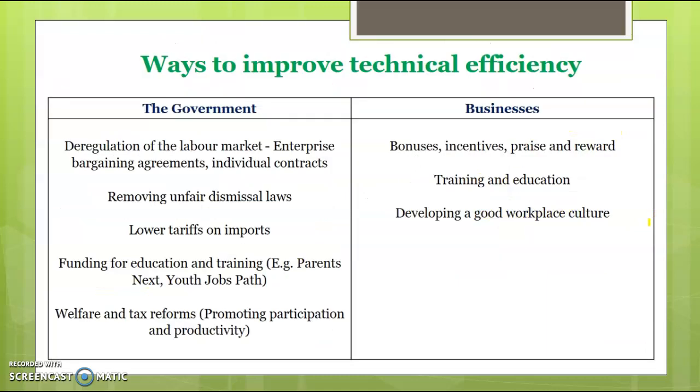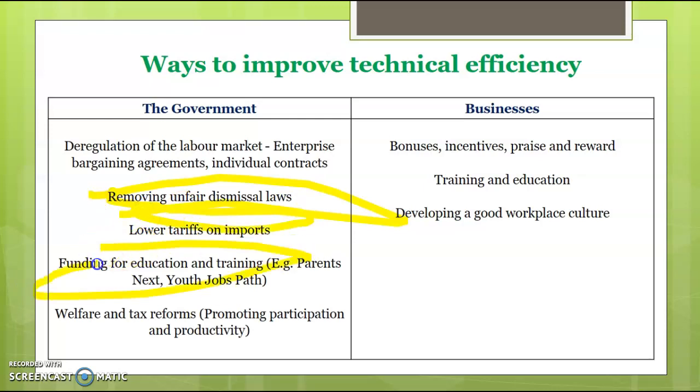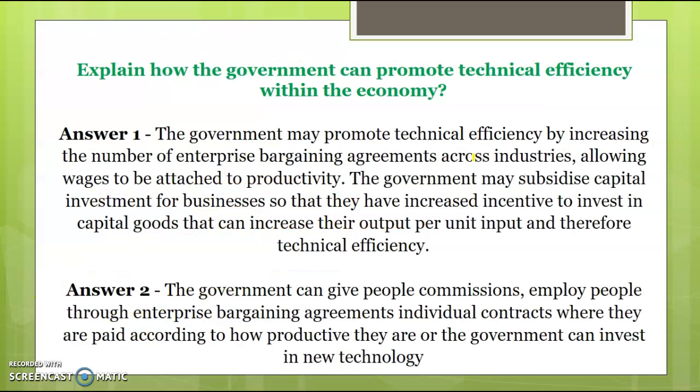Ways to improve technical efficiency specifically, so the government, we've talked about these, but enterprise bargaining agreements, so paying people based on performance, removing unfair dismissal, increasing competition through lower tariffs, any training and education makes us more productive, and maybe changing the tax system to encourage productivity as well, which we'll talk about later in the year. From a workplace level, bonuses, incentives, training and education, good workplace culture, that all encourages productivity, which is technically efficient.